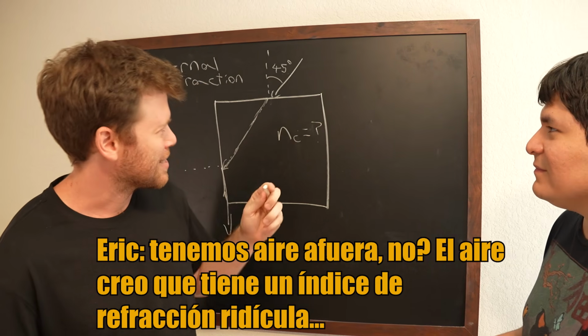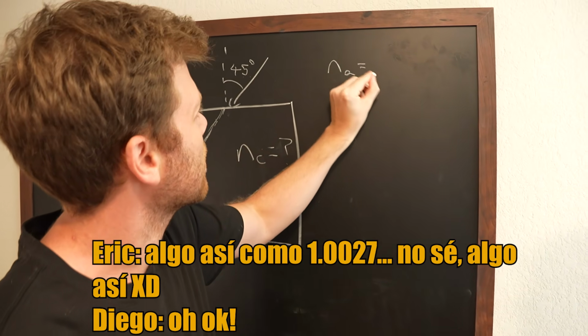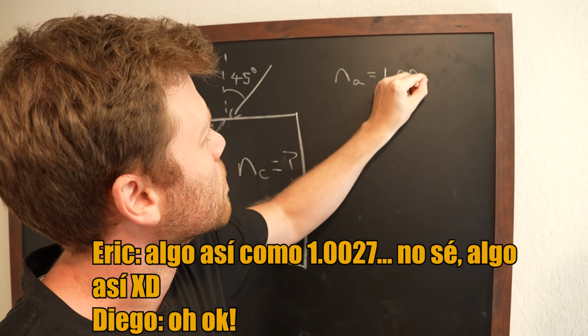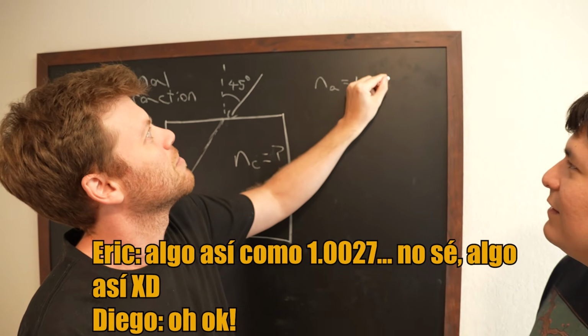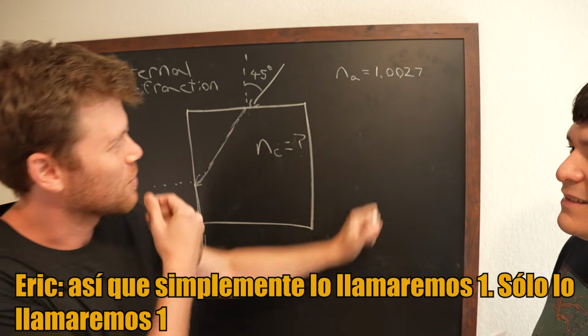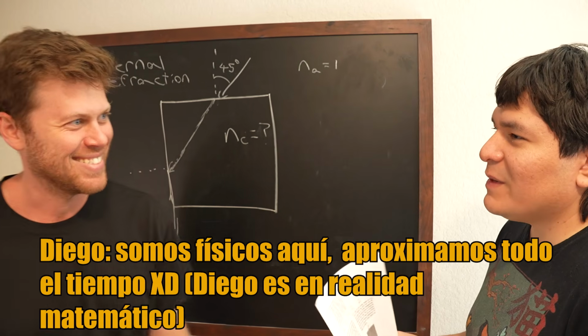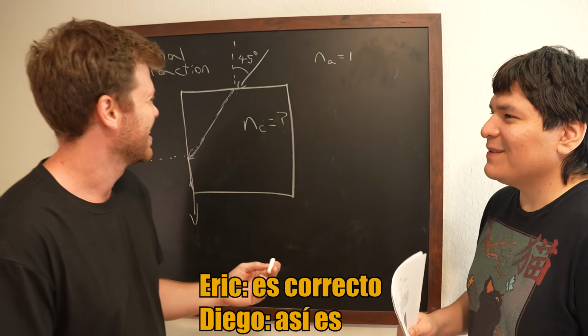So air, I think, has some ridiculous index of refraction. Something like, I don't know, 1.002. Okay, so I think we're just going to call it 1. We're physicists here. We approximate all the time. That's correct. There you go.